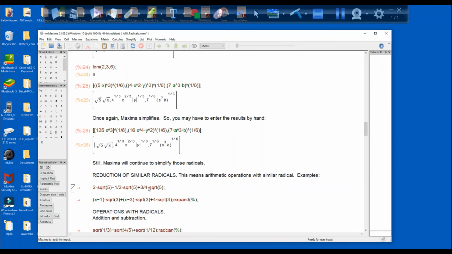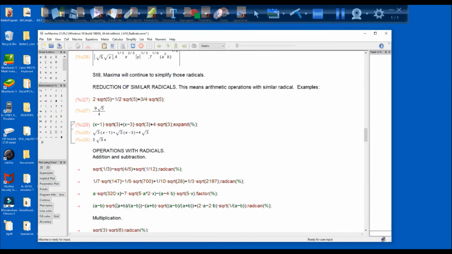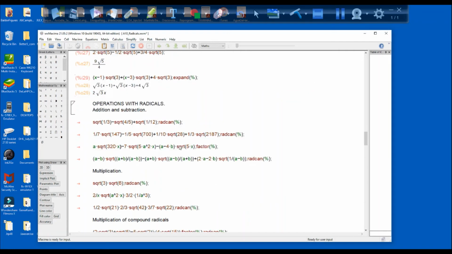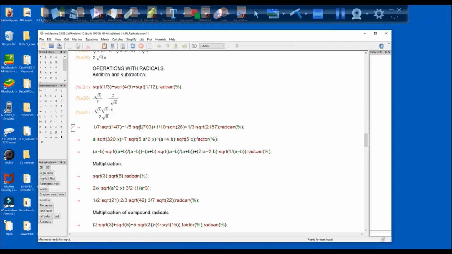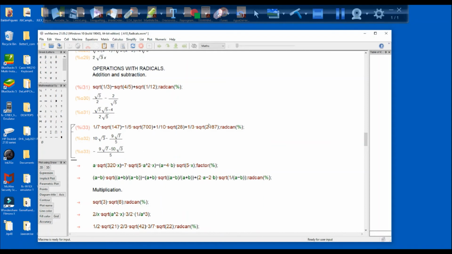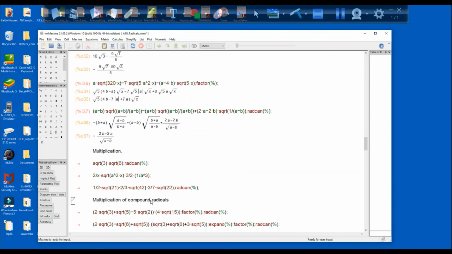Reduction of similar radicals: square root of 5 is the common factor, square root of 3 in this case. And so we end up with results like these and these. This one, you need to use expand to get the final result. We'll see some examples with radicals here. Using radcan to simplify things. Factor to factor things out. Radcan to simplify things. Multiplying with radcan.